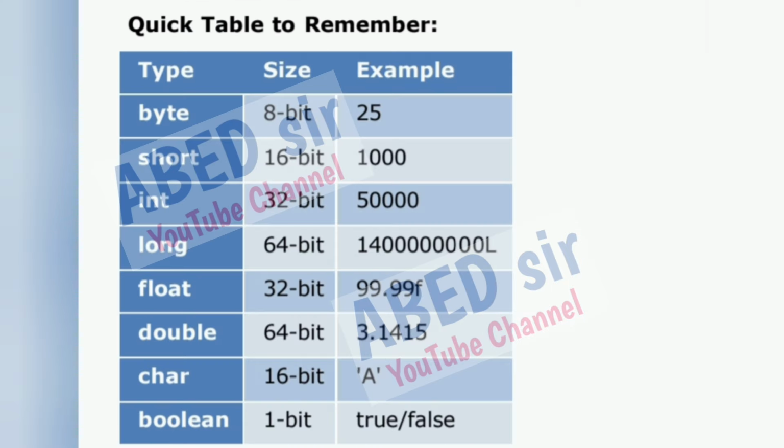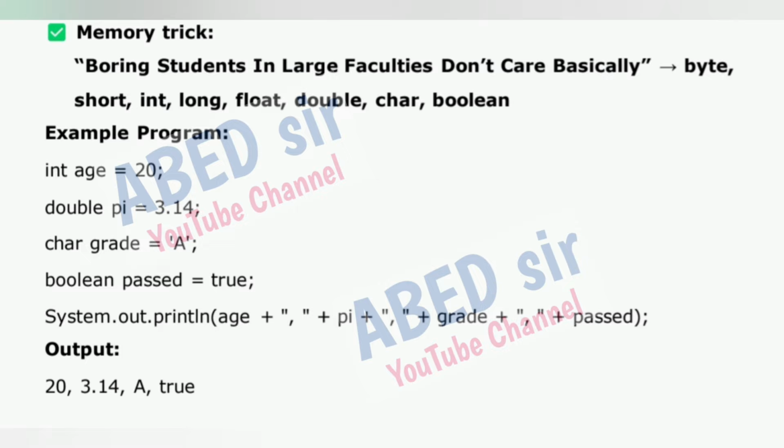Quick table to remember. Type, size, example: byte 8-bit 25. Short 16-bit 1000. int 32-bit 50,000. Long 64-bit. Float 32-bit 99.99f. Double 64-bit 3.1415. Char 16-bit 'A'. Boolean 1-bit true/false. Memory trick: Boring students in large faculties don't care basically: byte, short, int, long, float, double, char, boolean.